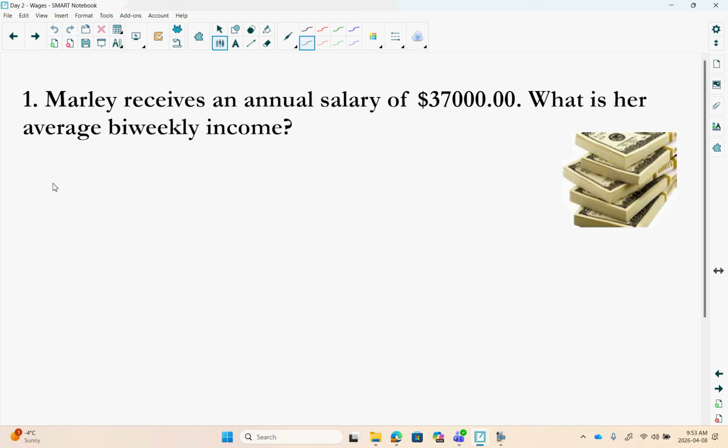All I have to do for this question is take her $37,000 and I would divide it by what number? If she gets paid every 2 weeks, how many checks does she get in a year? That's semi-monthly. 24 would be semi-monthly. 26. Okay? So remember, 26 is biweekly, 24 semi-monthly, 12 monthly, weekly would be 52. And those are the types of pay frequencies we will encounter.